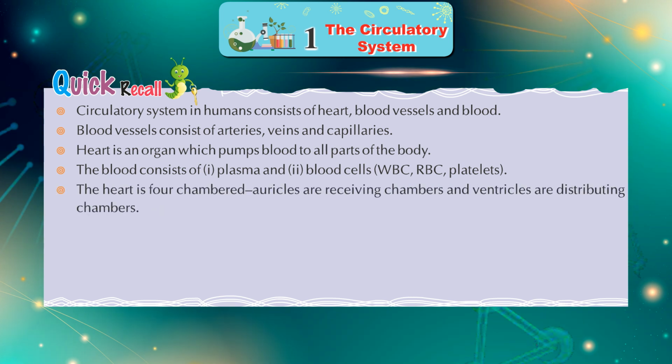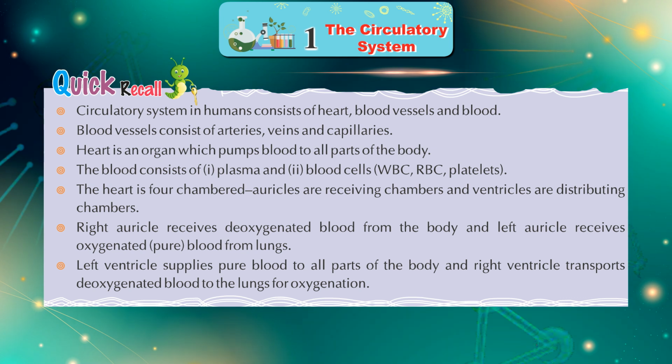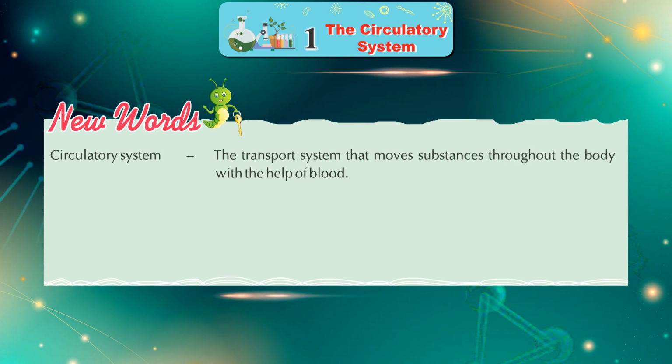The heart is four-chambered. Auricles are receiving chambers, and ventricles are distributing chambers. Right auricle receives deoxygenated blood from the body, and left auricle receives oxygenated, pure blood from lungs. Left ventricle supplies pure blood to all parts of the body, and right ventricle transports deoxygenated blood to the lungs for oxygenation. New words. Circulatory system: the transport system that moves substances throughout the body with the help of blood.